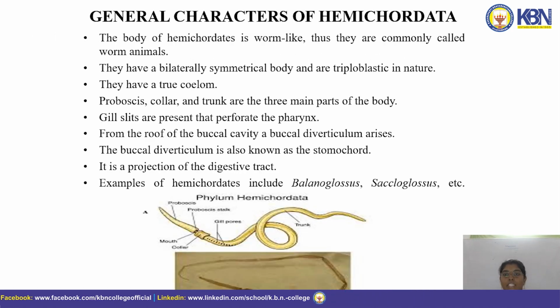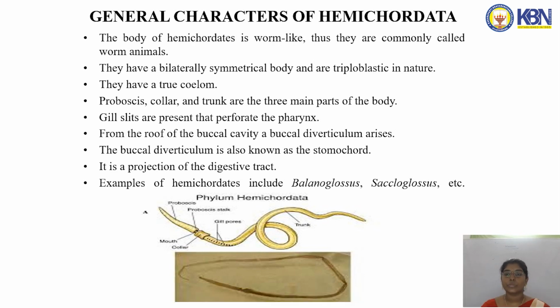Next, general characters of Hemichordata. The body of hemichordates is worm-like, thus they are commonly called worm animals. They have a bilaterally symmetrical body and are triploblastic in nature. They have a true coelom. Proboscis, collar and trunk are the three main parts of the body. Gill slits are present that perforate the pharynx.